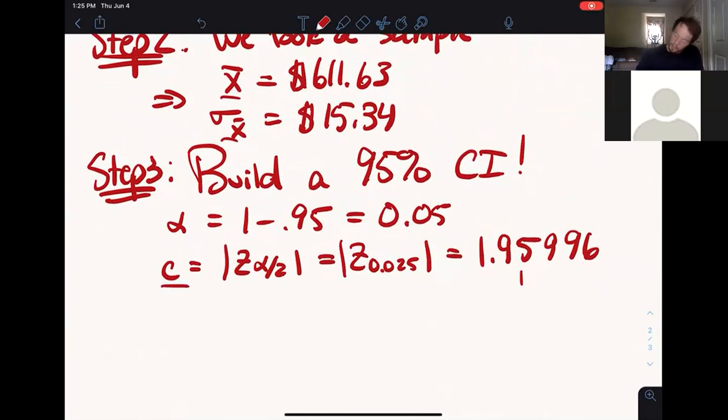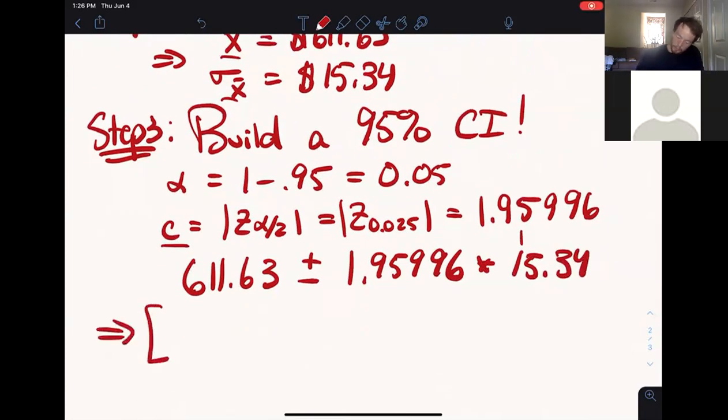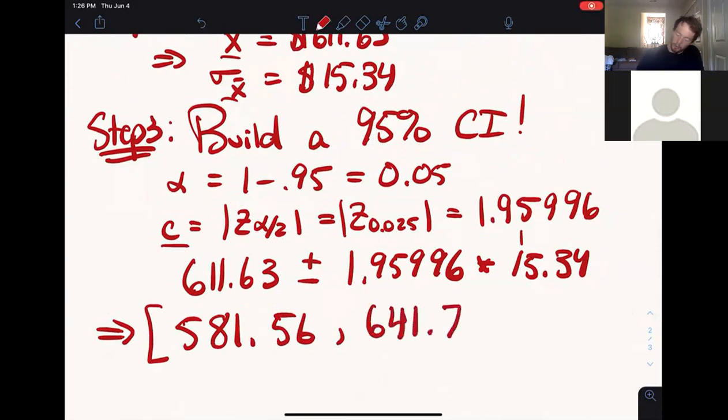calculate the confidence interval. It's going to be 611.63 plus or minus 1.95996 times 15.34, which gives us 58. We are 95% confident that the true population value falls in this interval, which is equivalent to saying if we were to make this interval, take a bunch of samples and make this interval a ton of times, we would expect that approximately 95% of confidence intervals made in this way will contain the true population average mu.